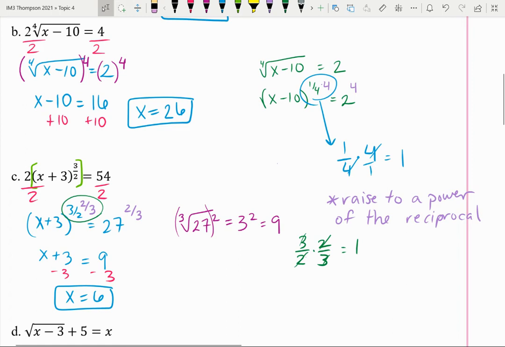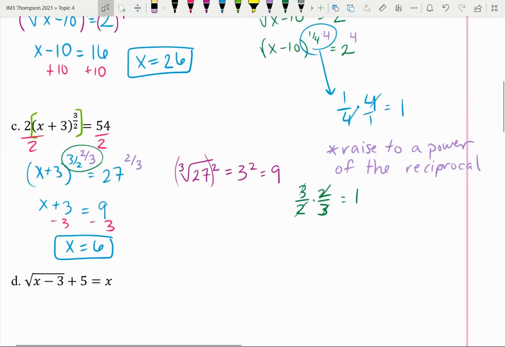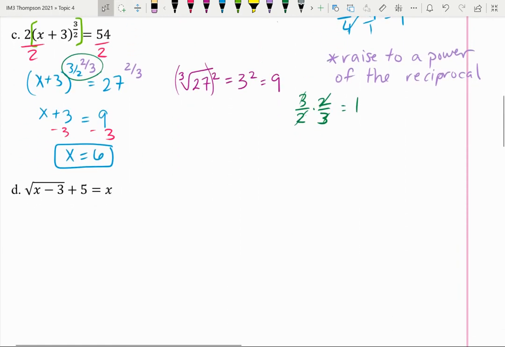All right. The next one. More skills. D is the square root of x minus 3, all plus 5, and then is equal to x. There's a lot of mini skills incorporated into this lesson, an opportunity for us to sharpen.